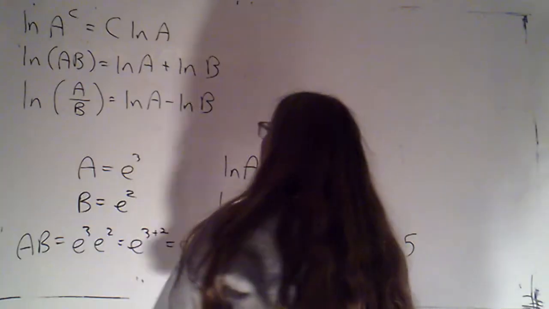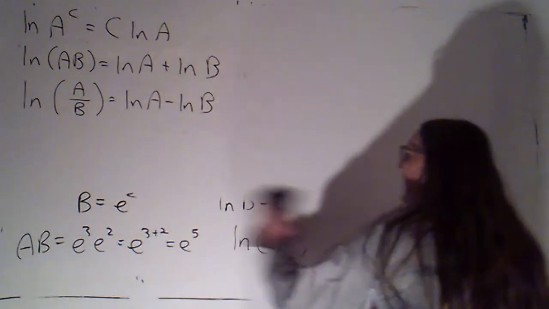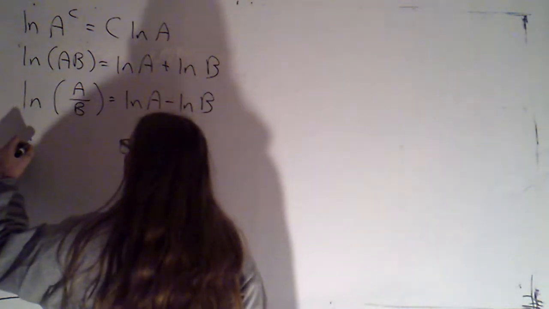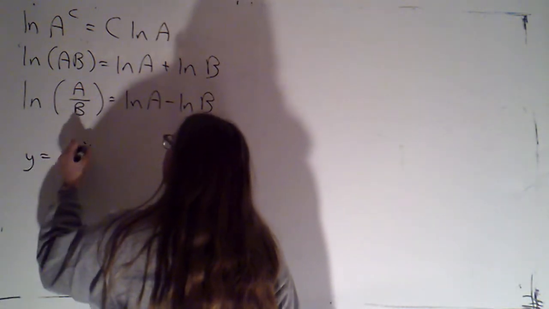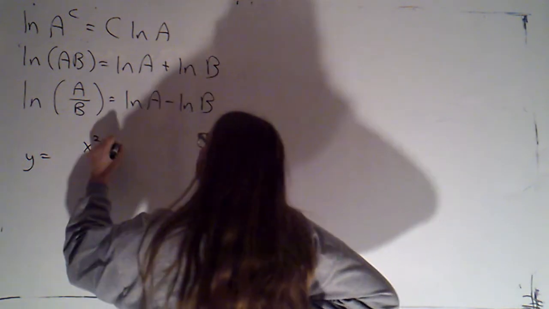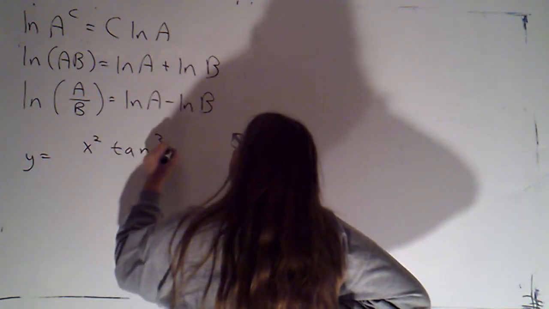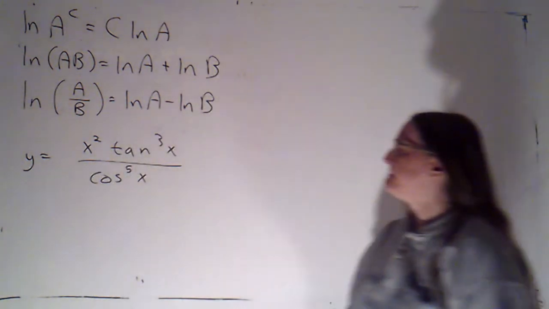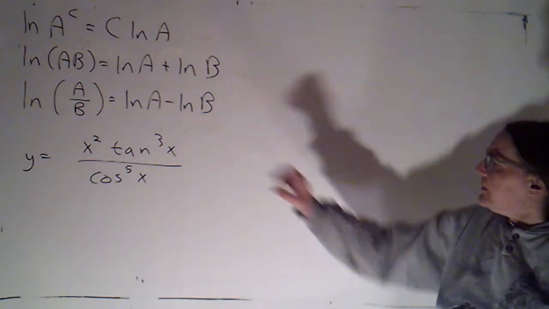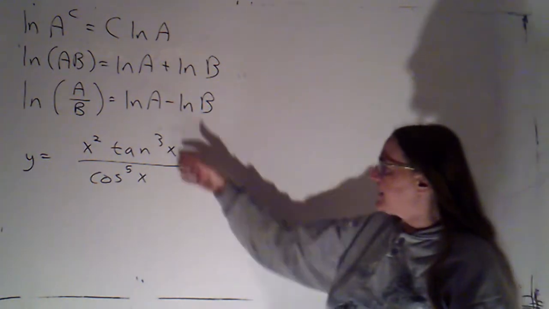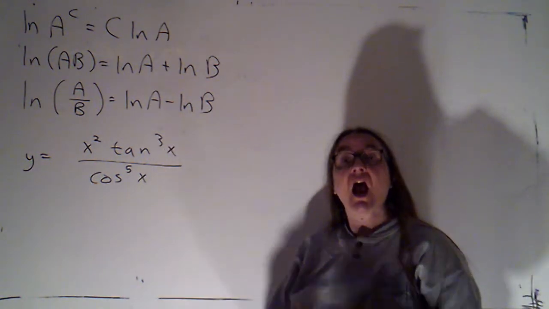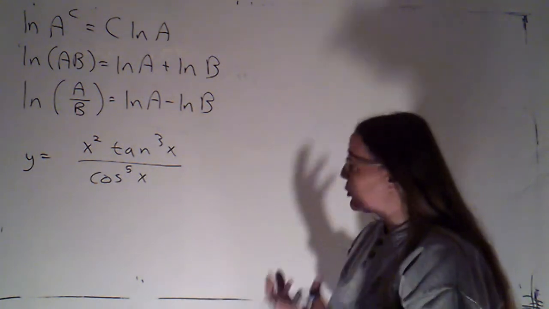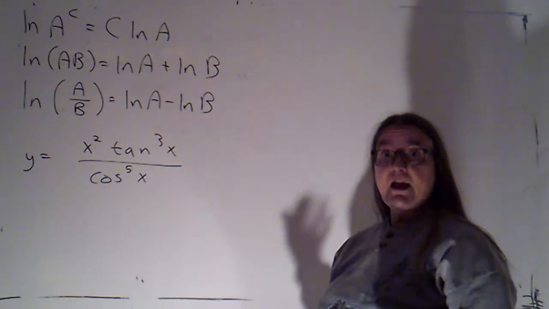Okay, so how can those rules help us with derivatives? Well, let's suppose that I had y equals x squared tan cubed x over cosine to the 5th x. Now, that's 3 factors connected with multiplication and division. I could certainly take the derivative of this using a combination of product rule, quotient rule, and chain rule.